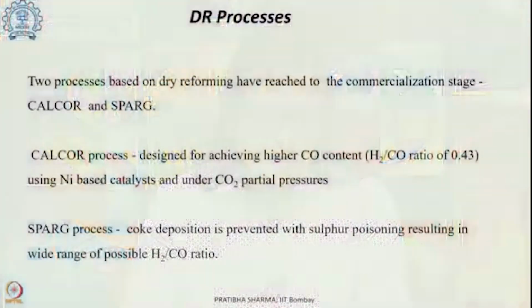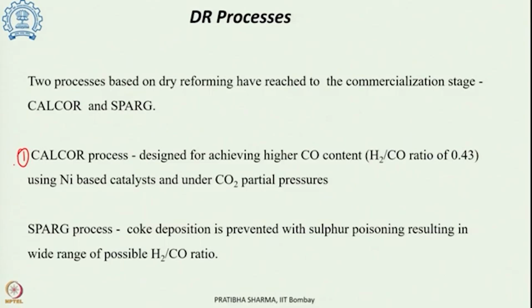There are two processes of dry reforming which have reached the commercialization state. These are the Calcor and Sparg processes. The first, the Calcor process, is designed to achieve a particular H2/CO ratio which could be used for various downstream applications. The H2/CO ratio which is preferred in the process is 0.43.